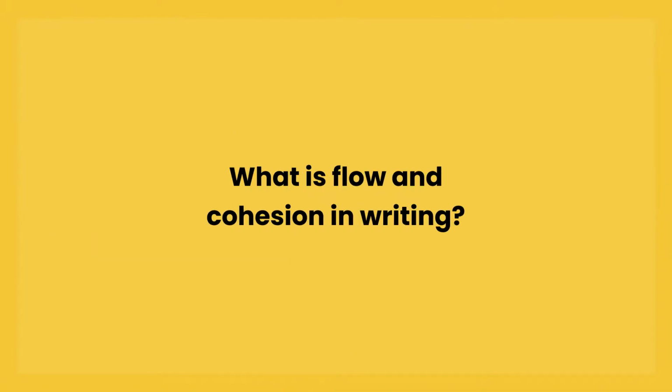What is flow and cohesion in writing? Flow and cohesion are about how you communicate ideas and the relationships between them. Building a clear, logical flow is about creating a sense of sequence in which one sentence relates to the next and one paragraph to another. Sometimes you might feel that the relationships between your sentences are clear, but are you sure your reader can follow your logic? Look at this example.